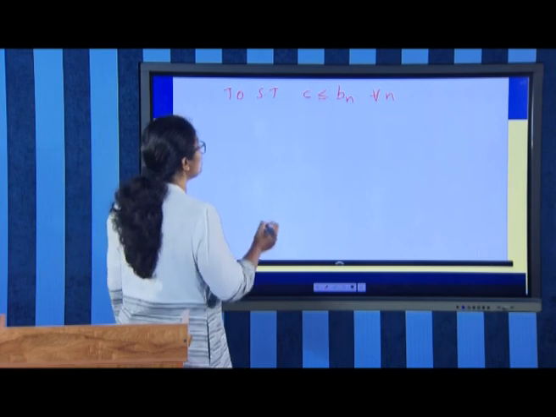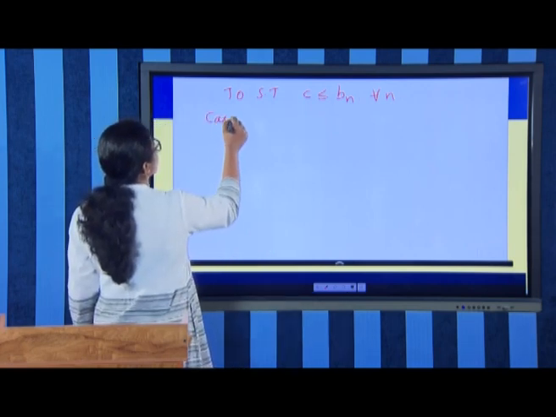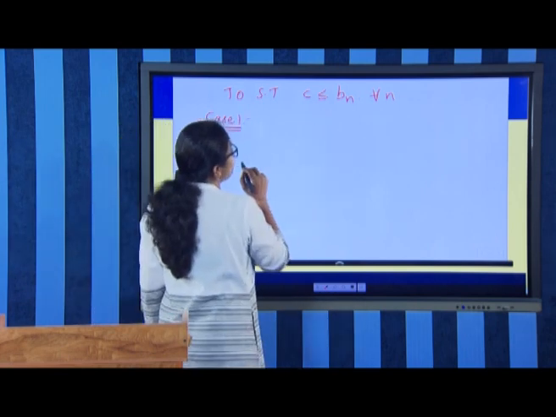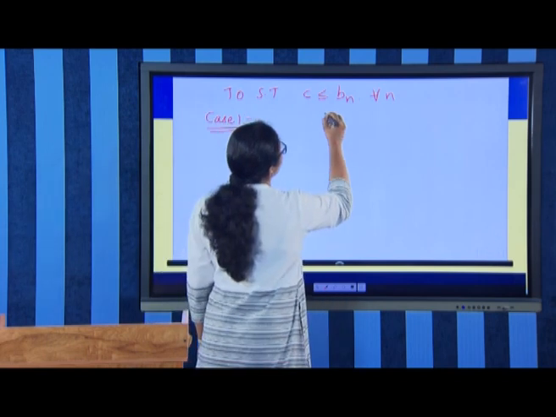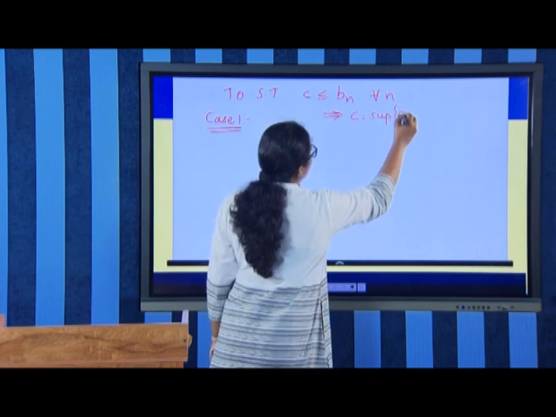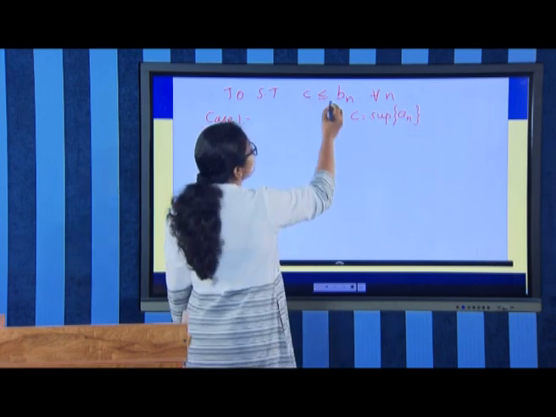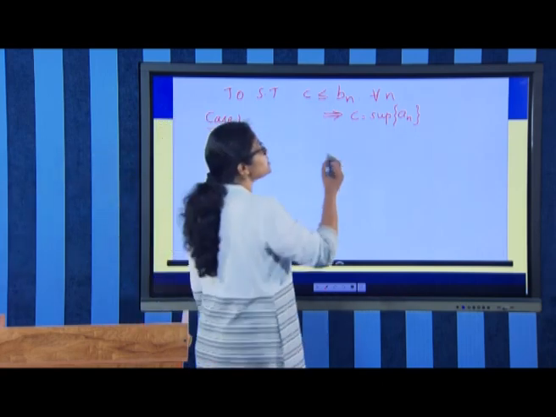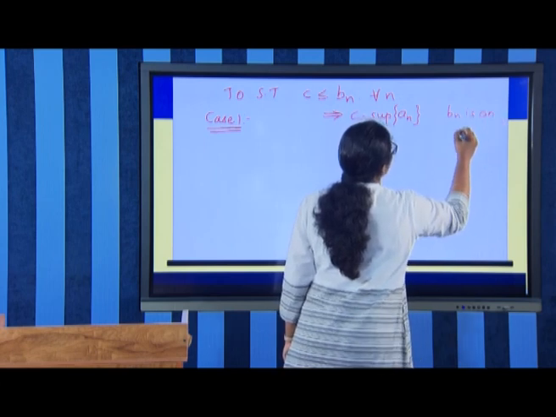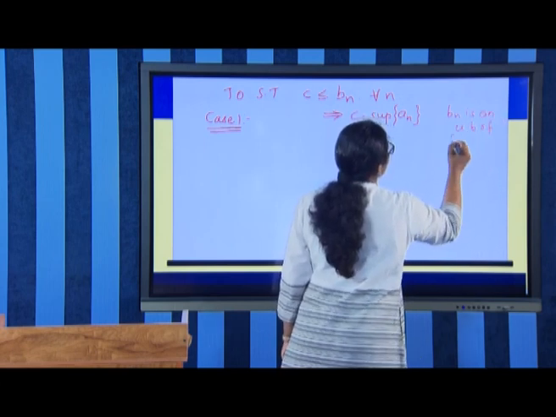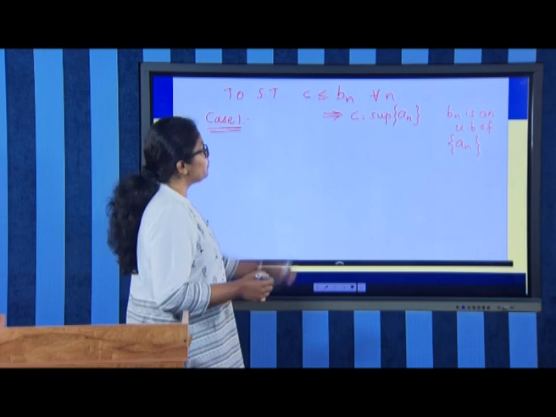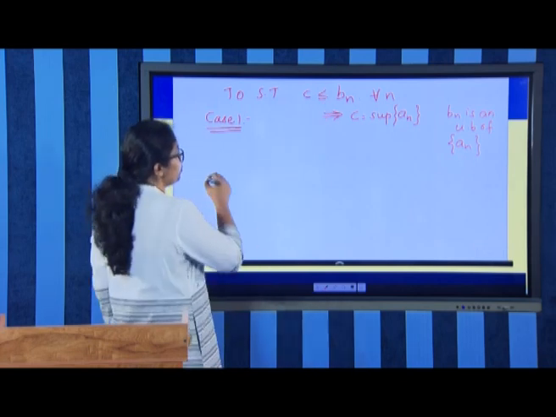So, we have to consider two cases. Case 1. C is less than or equal to Bn has to be proved in this way. We have C to be the supremum of An, and in order to have C less than or equal to Bn, it suffices to prove that Bn is an upper bound of the set An. That is enough. We will then get the condition that C is less than or equal to Bn.